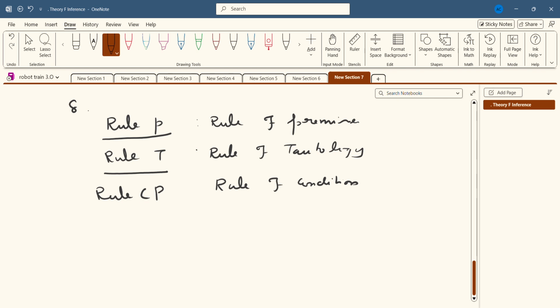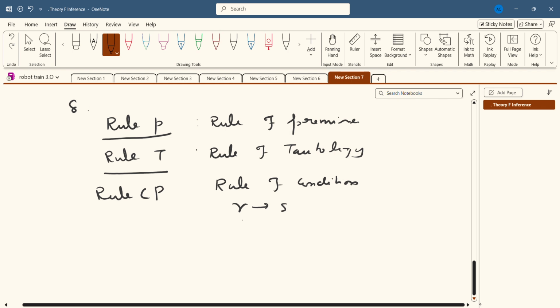Rule CP. What do you mean by rule CP? Rule of conditional proof. If the formula S can be derived from another formula R and a set of premises, then the statement R conditional S can be derived from the set of premises alone. In other words, if the conclusion is of the form R conditional S, then take R as an additional premise and derive S using the given premises and R. And finally you can write R conditional S. So these are the important rules we are going to make use of to solve problems using rules of inference.